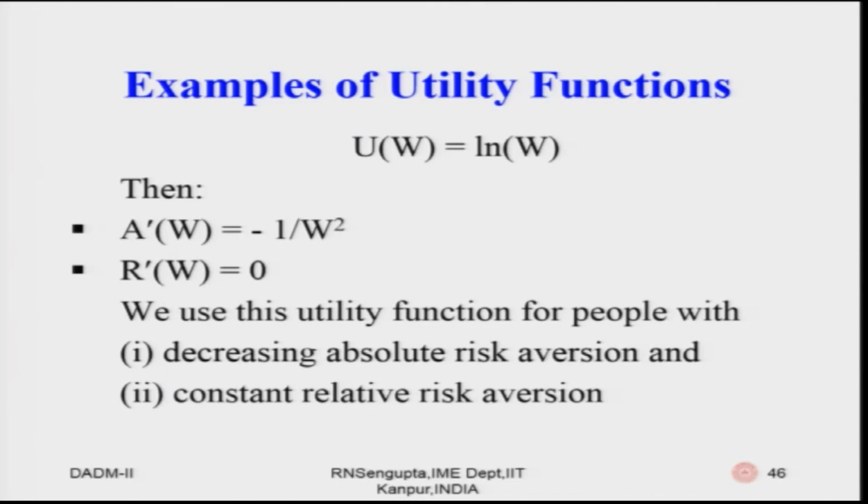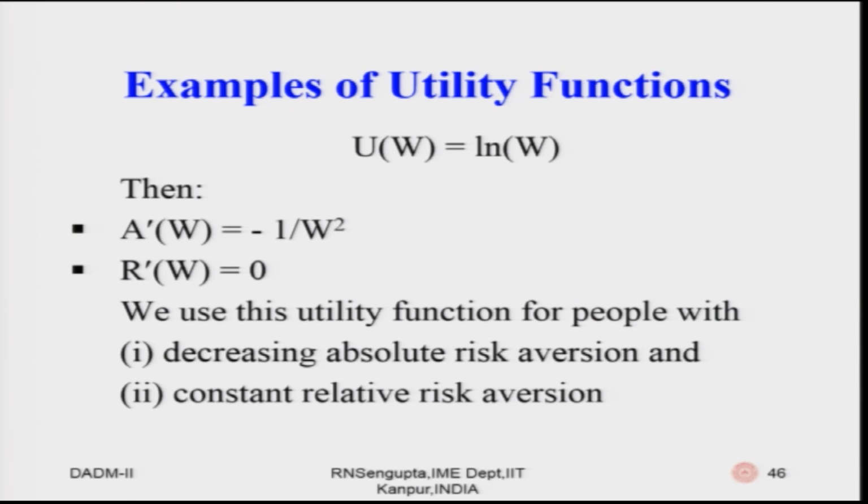These formulas are very simple. You can check any class 10 or 11 basic differential equation or basic mathematics book, and utilize them accordingly. Once you find out A prime and R prime, the value for A prime comes out to be minus 1 by W square, and for R prime it comes out to be 0. If W is positive, obviously the square is also positive. So, A prime would be negative and R prime would be 0.